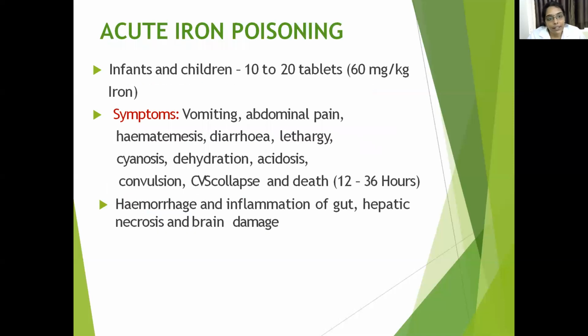Acute iron poisoning. This is rare in adults. It's common in infants and children. When they consume up to 10 to 20 tablets, that amounts to 60 mg per kg iron.